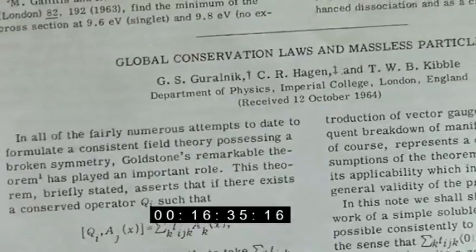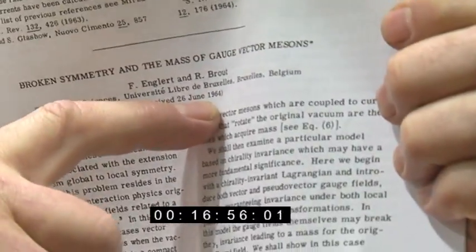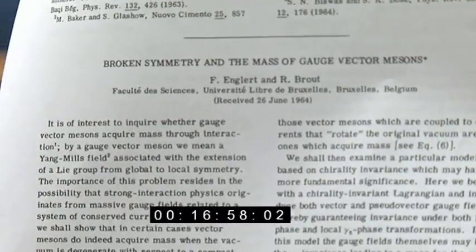Kibble is somebody from Imperial who did some work. He published the same idea, and this is 1964. This is October. And there's another group, Englert and Brout. I have gone to a bit of trouble about this. There's Englert and Brout, which I think is June '64. It's all done within the space of a few months.